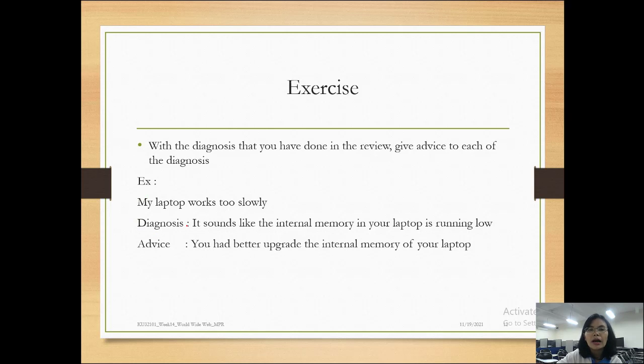Okay, so have a look at your diagnosis again in the first activity, in the warm-up, in the review activity, and then after that give one advice towards that, and don't forget to use the expressions that we have just discussed earlier.